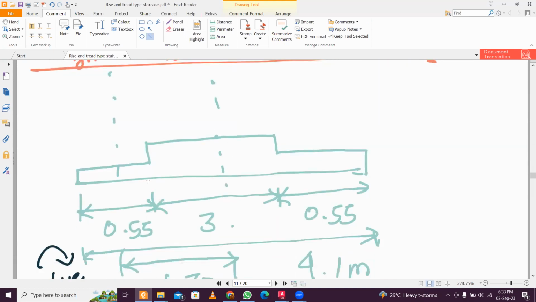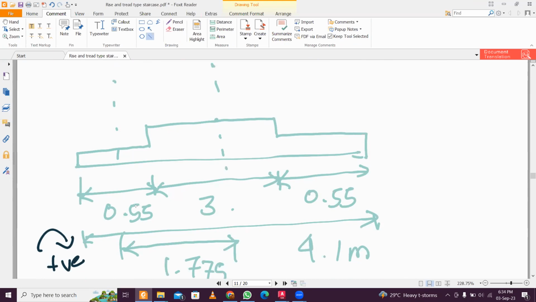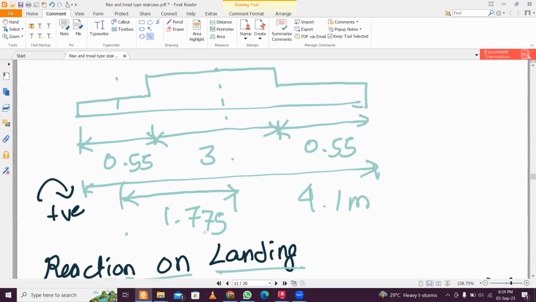So now this diagram is very important. This is the length of the flight, which is 3 meter, and 0.55 and 0.55 is the landing width by 2. Okay, and I have already calculated this particular length, because when you calculate the moment, the UDL will act in 0.55, and if I have to give the distance from the half of this span to the UDL, I have already calculated this length, that is 3 by 2 plus 0.55 by 2, which is 1.775.